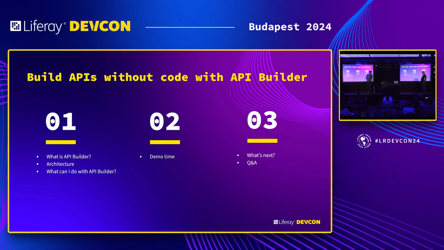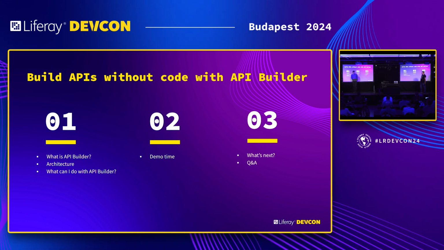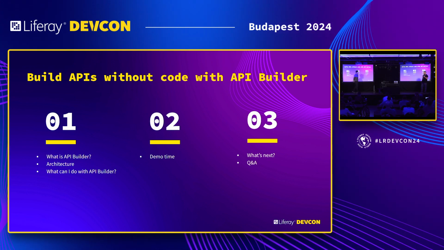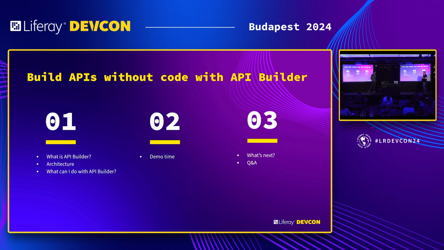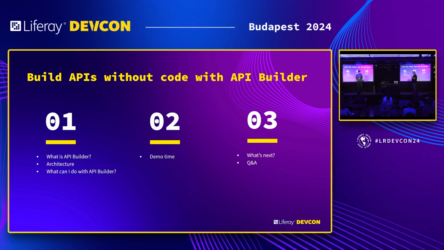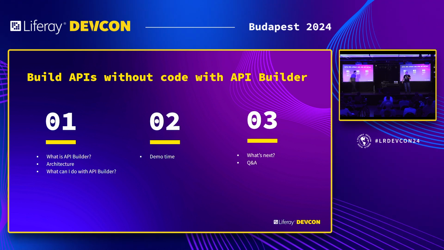In the second block, we will have some time for a live demo. I double-checked the branch again. It will work, the demo. Don't worry about it. And in the third block, we are going to have time to talk about the future, the things that we are going to improve in API Builder, and for sure time for your questions and our answers.